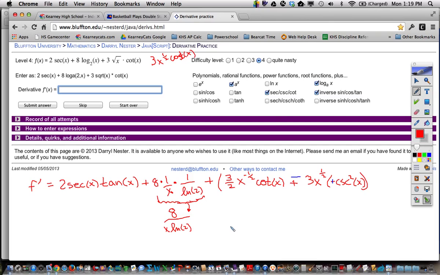Derivative of x to the 3 halves, or no, is it 3x to the 1 half? So bring the 1 half down in front, times 3x to the negative 1/2. Cotangent left alone.